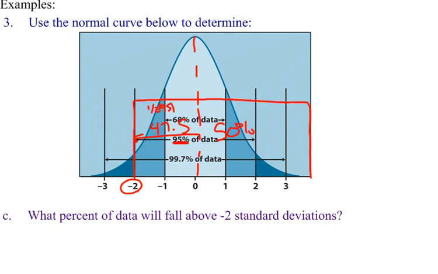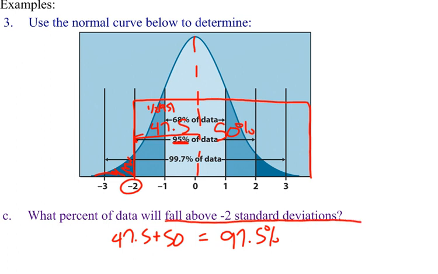So if I add those together, that should be all these values. So it's not this stuff. I'm not looking at this. I'm looking at everything else. So we take the 47.5 plus the 50%, and we get 97.5% of all values will fall above -2 standard deviations away.